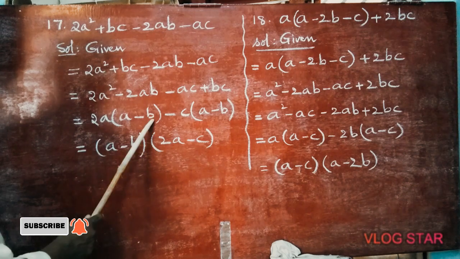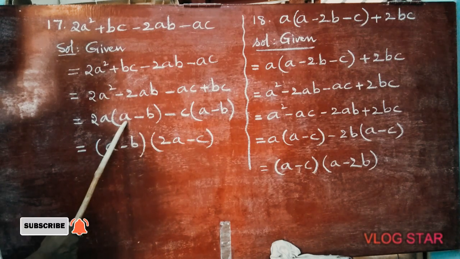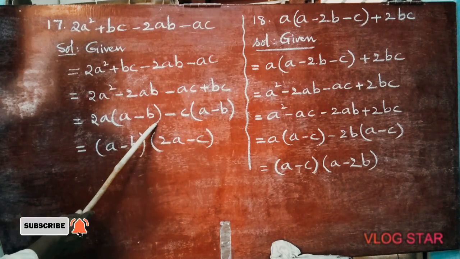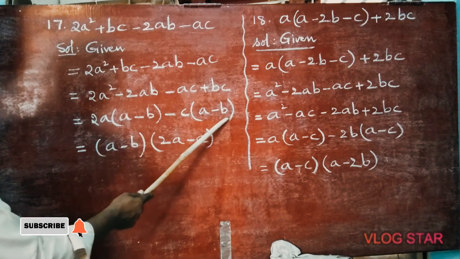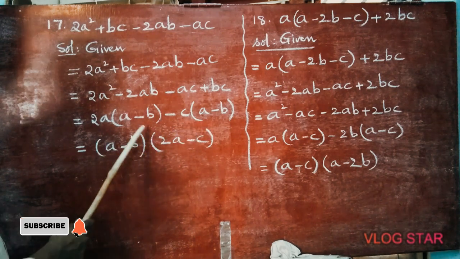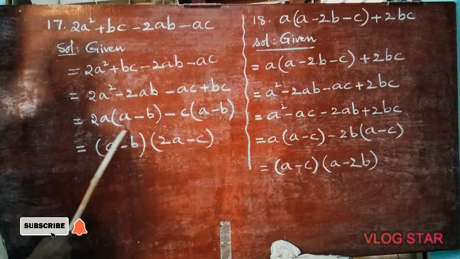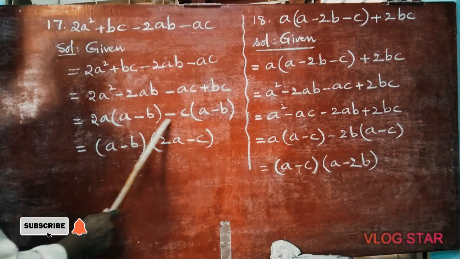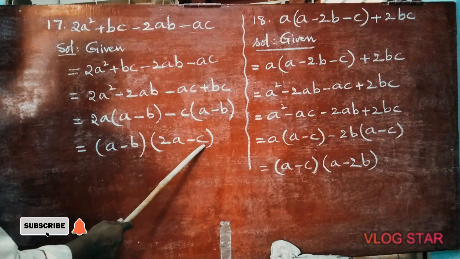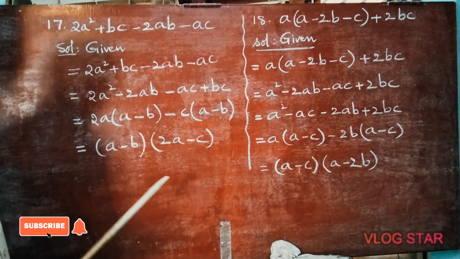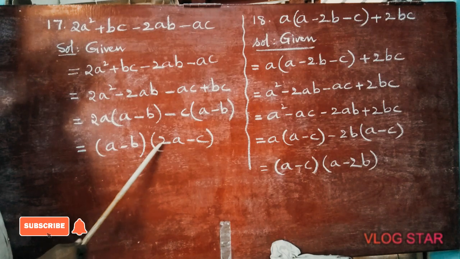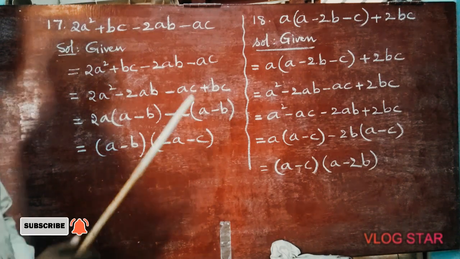Now in the first term and the second term, a minus b is common. What is in the first bracket should be same in the second bracket. So from the first two terms you are taking a minus b common. What is remaining? 2a minus c. Write that one. 2a minus c. So what is the final answer? A minus b into 2a minus c.